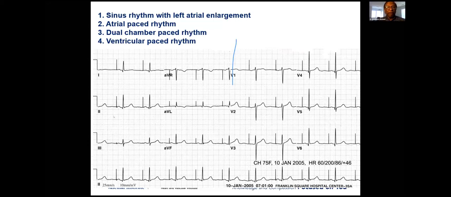We can see the atrial pacing spike. I'm going to look at the rhythm strip in the bottom. Atrial pacing spike, there is a P wave, there is QRS. It's a ventricular pacing spike. So this can be a dual chamber pacemaker, but I cannot comment on that. So this is actually atrial paced rhythm.